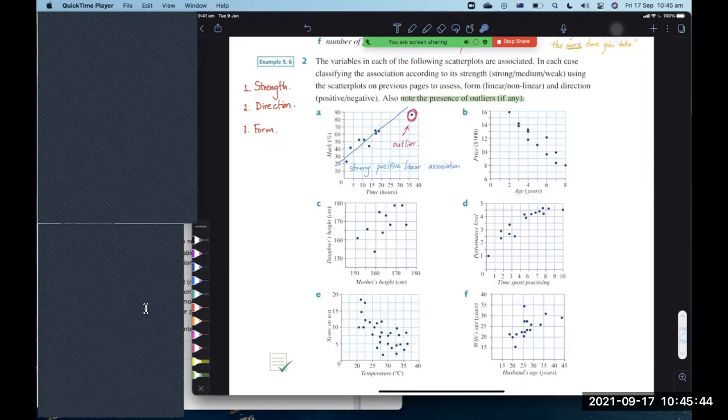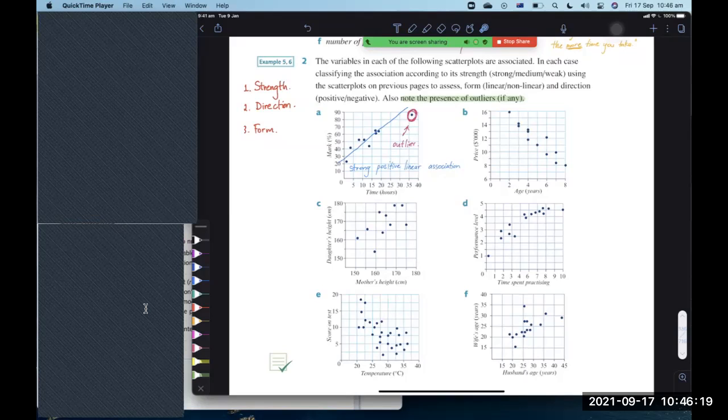So I'm just having a look through the answers here. I noticed some people are only writing the key words. Make sure you write it as a phrase. So make sure you say association at the end, okay? Don't just say weak, negative, linear, right? Say that it's a weak, negative, linear association. You have to say it as a whole phrase, yeah?